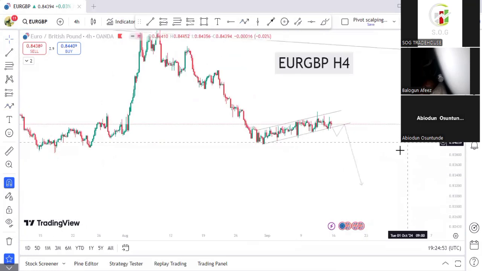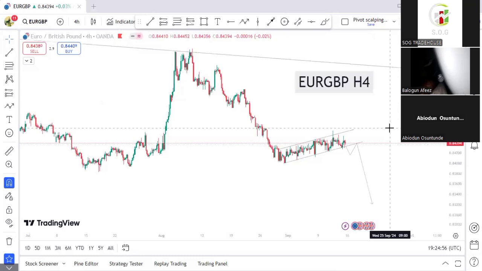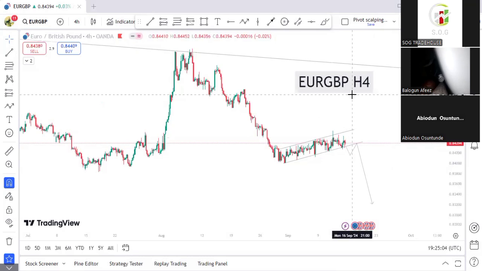So guys, whenever you get a breakout of a pattern, or a support or resistance, or a trend line, always wait for the retest. The retest is like the confirmation of the breakout. So you don't just jump into a trade after a breakout. You must wait. The retest is a must. The retest is the confirmation of that breakout. So without a retest, don't think of executing any trade.